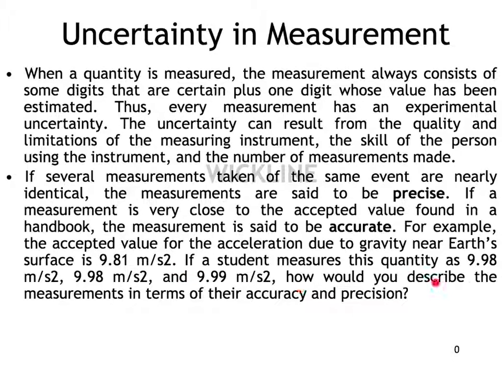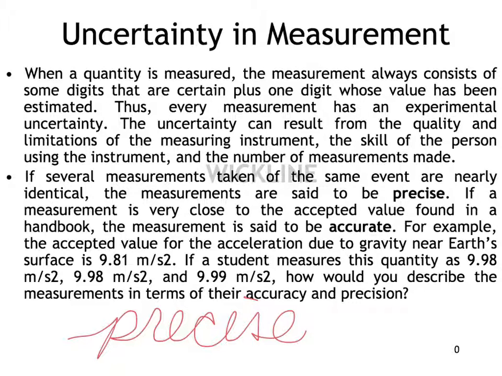How would we describe the measurements in terms of their accuracy and precision? You can pause the video and think about this and then come back. So if you said that these values are really similar to each other and therefore they are precise, then you are correct. They are definitely precise, but they're actually not accurate because they don't average out to be the actual value.